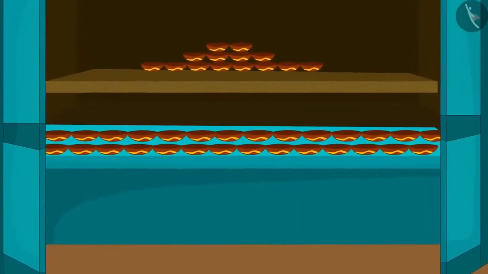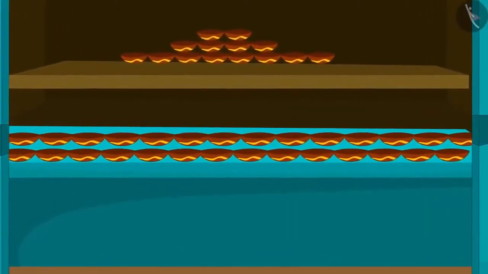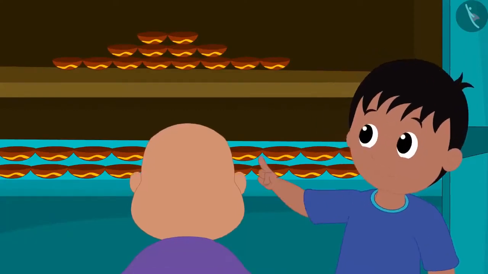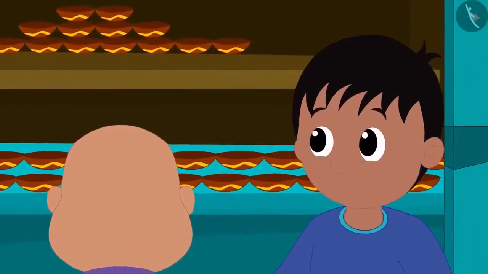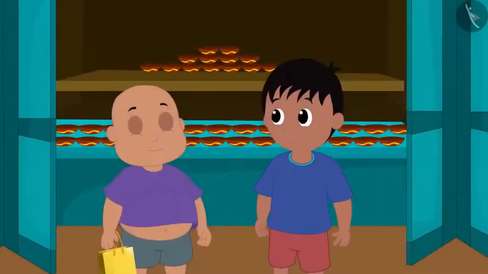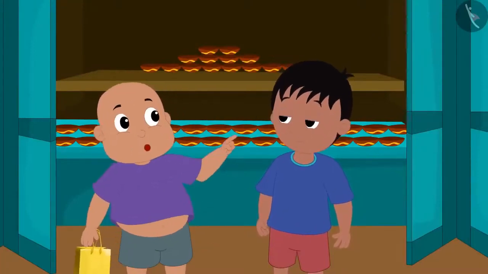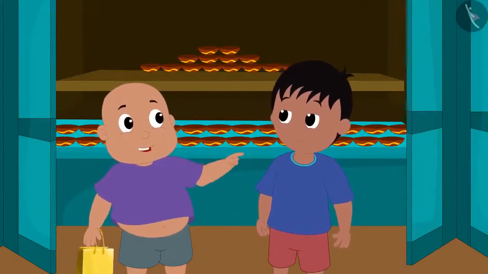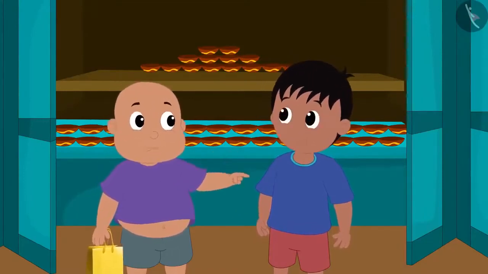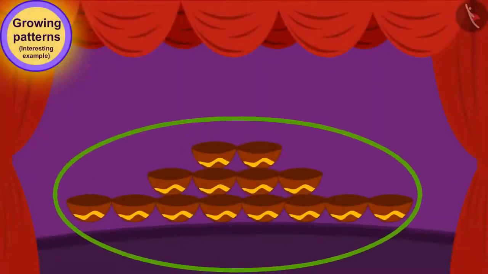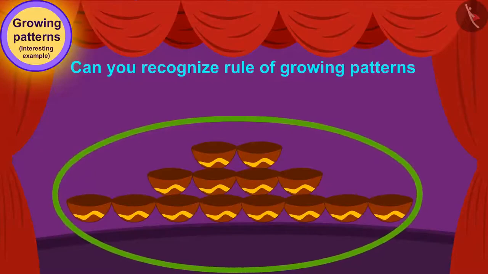This time, different types of diyas are available in the market. Raju saw one of those decorations made from diyas and liked it very much. Bablu drew Raju's attention this time and said, Look, Raju, this has a unique growing pattern even in the decoration made of your diyas. Children, can you recognize the rule of the growing pattern made of Raju's diyas and carry it forward?